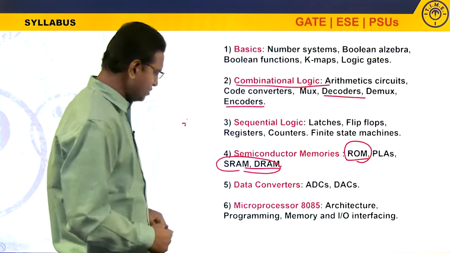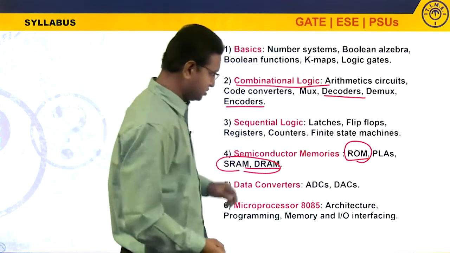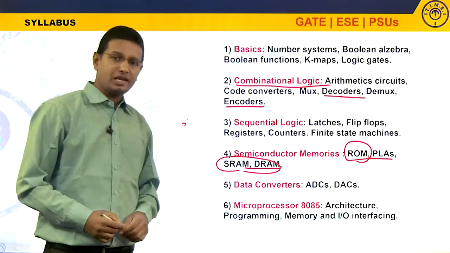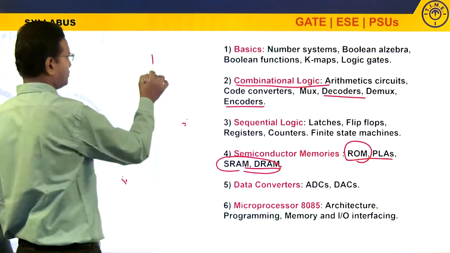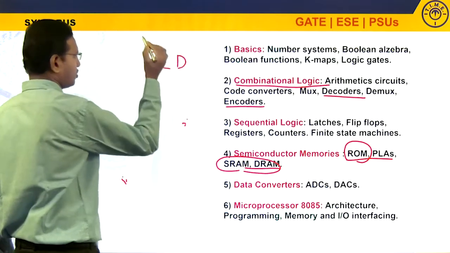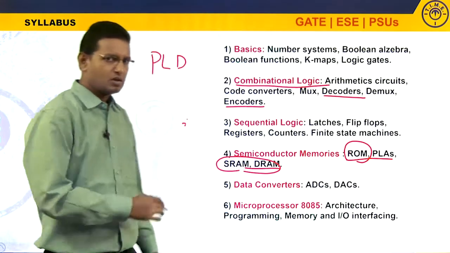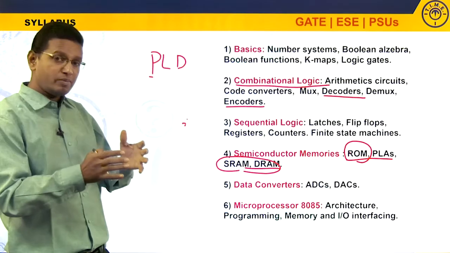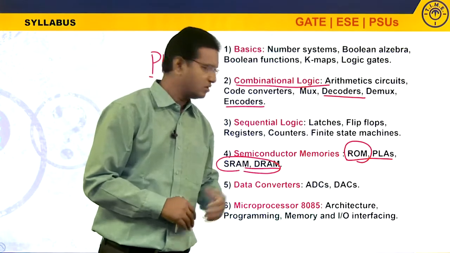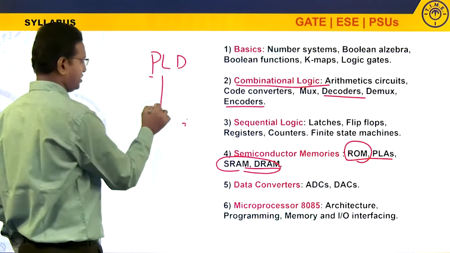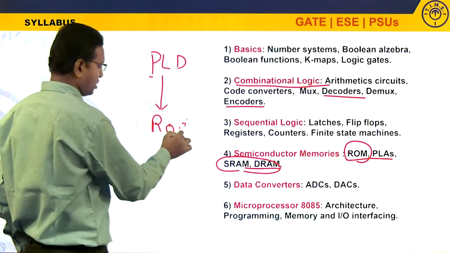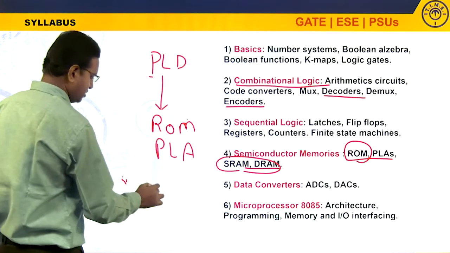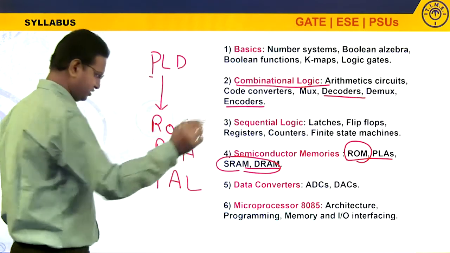Now next, coming to one more thing, PLAs. What is this PLA? There are certain classes of devices called PLDs, programmable logic devices. Programmable logic device, in short called PLD. These programmable devices are: ROM is a programmable device, PLA is a programmable device, PAL is a programmable device.